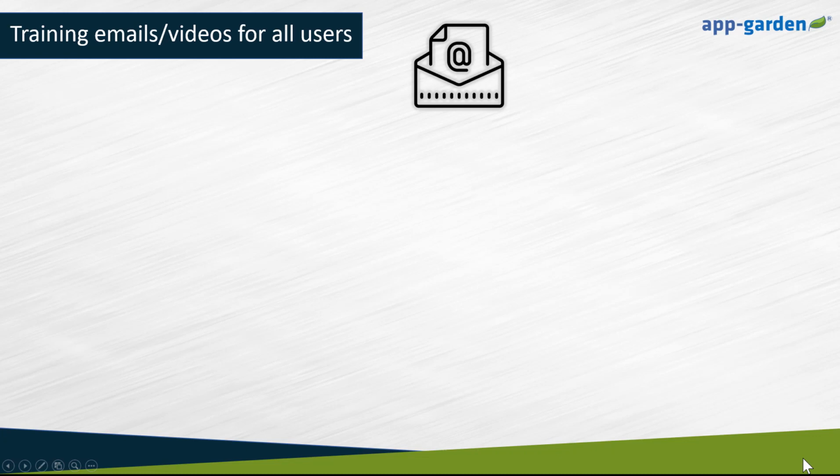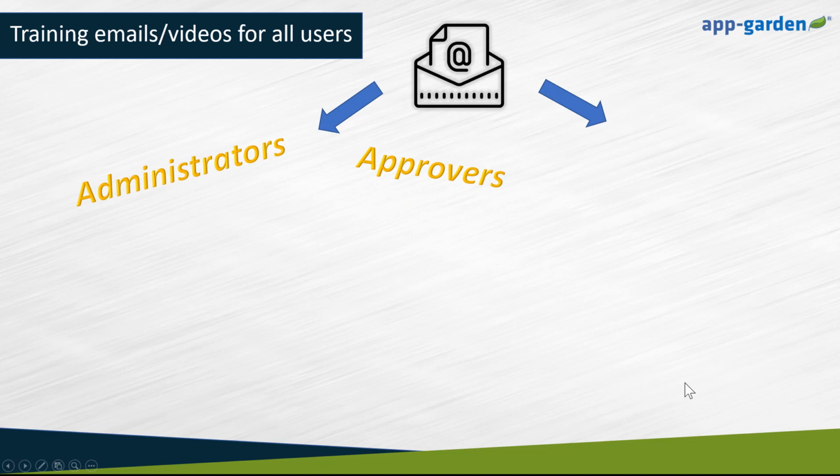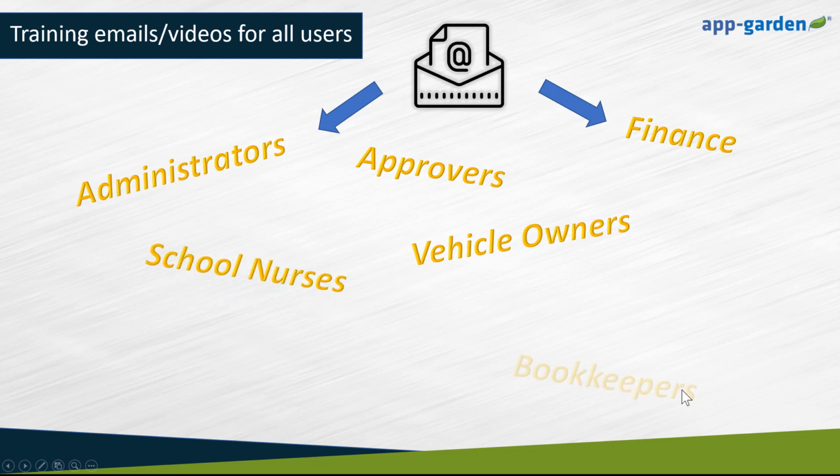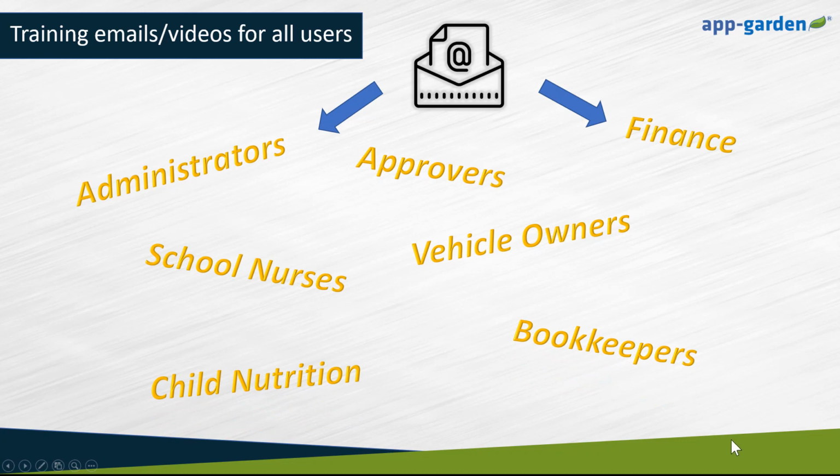They come in a format of emails that are sent out to all the various roles. For example, we have videos and emails that go to administrators. There's more of the emails that go to administrators because there's lots of functions for us to train you on. Trip approvers and funding approvers. We have finance users, vehicle owners, school nurses, bookkeepers, and child nutrition. And all of these users have various specific needs as far as what they need to know how to do in the travel tracker. And so we send these out.